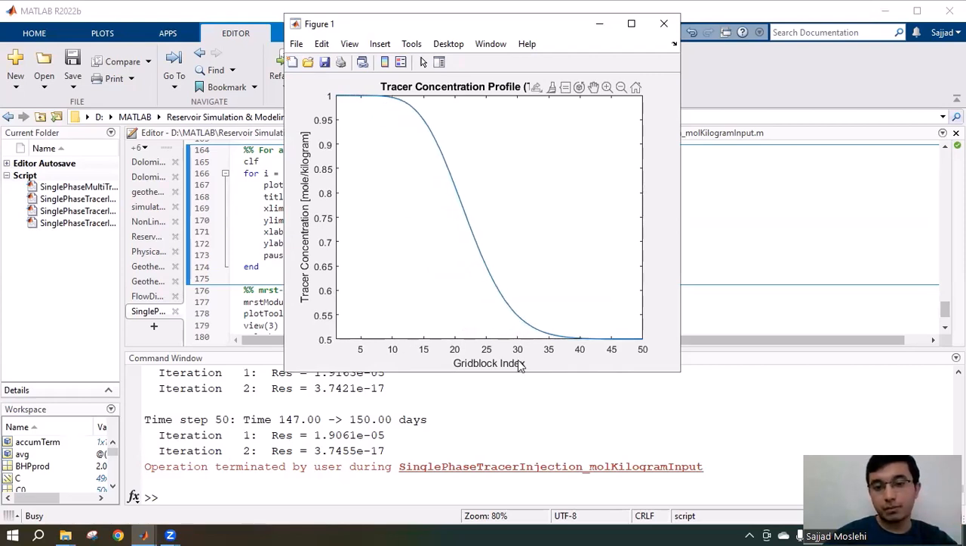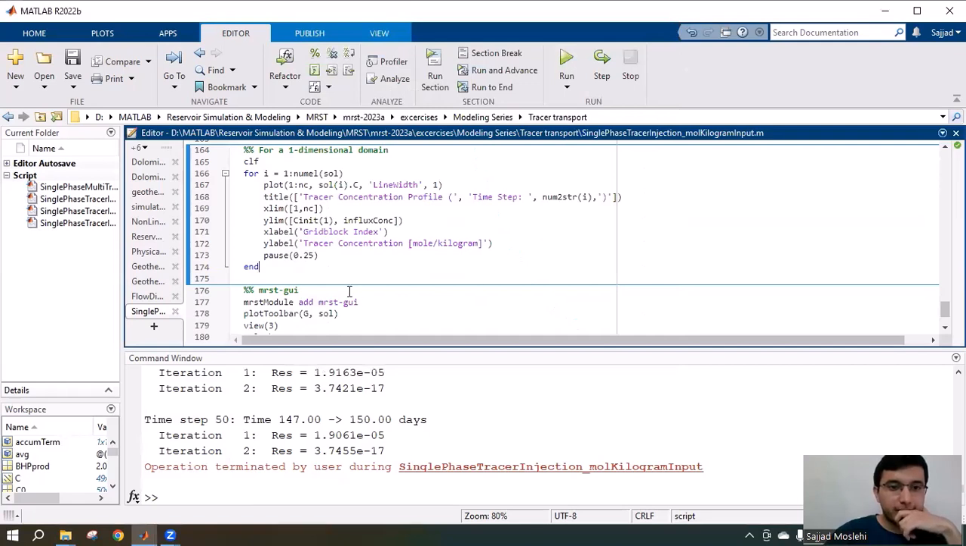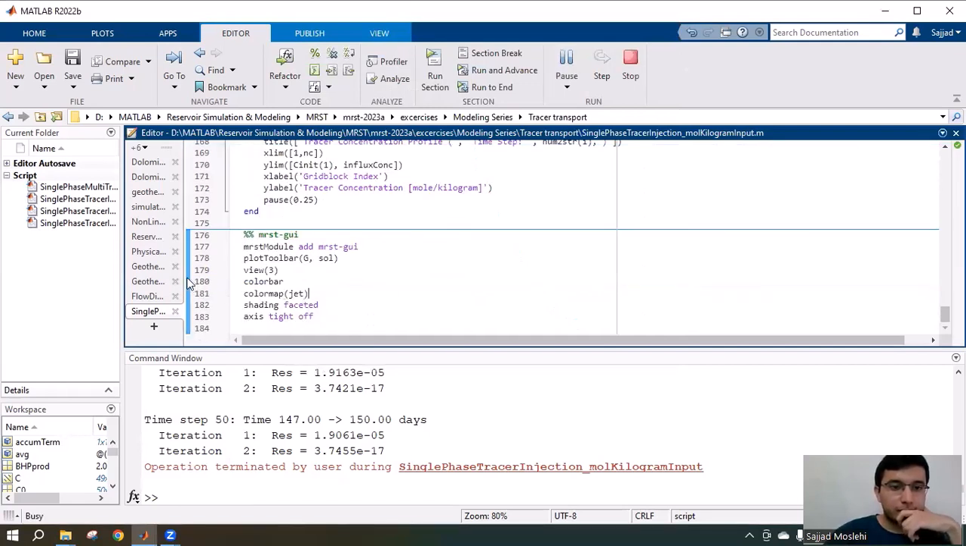Because the model is one-dimensional, I was able to visualize the result in this way. But if it was two-dimensional or three-dimensional, this is not a good way to do that. Very good. And I'm also able to use the MRST GUI module to visualize the results.